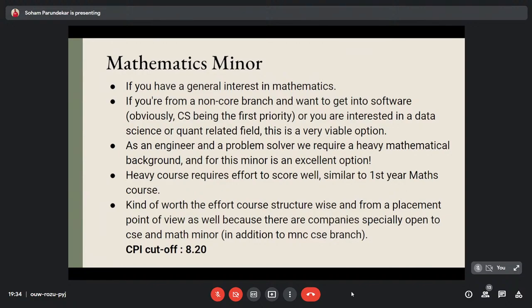But in general, the course structure is heavy and the experience could be similar to your first year mathematics courses like 101 and 102. But the effort that you put in will be worth it in the end, as there are companies that are open for CSE and MNC, both for their majors and minors. About the CPI cutoff, it is usually around 8.2, and it usually varies between 8.2 and 8.3. Next slide.